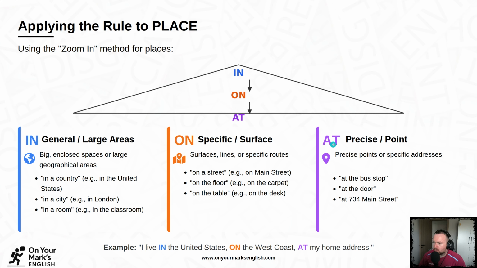There are so many. We use at for precise points or specific addresses. At the bus stop, at the hospital, at the school, at the door, at 734 Main Street, at 123 Fake Street. So here's an example using in, on, and at.